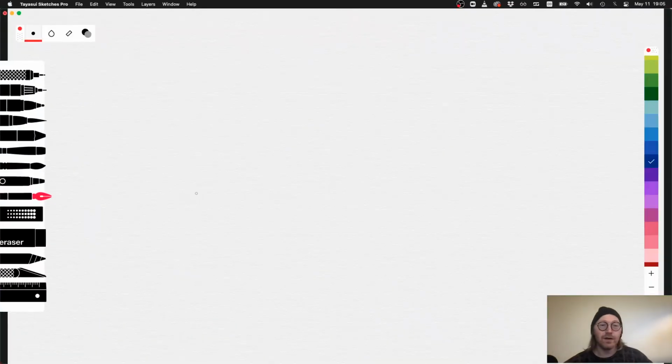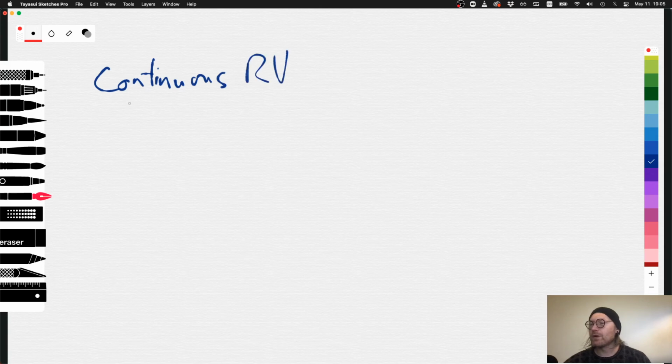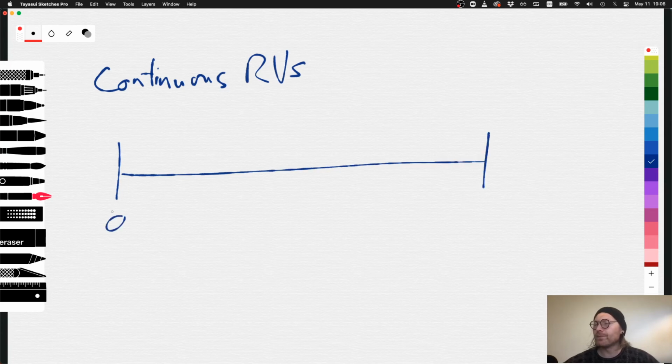Let's start with random variables. We had discrete random variables before, and we're going to talk a little bit about continuous random variables. The idea here is that if you have a continuous random variable from a uniform distribution, and the bounds of that distribution are between 0 and 1, of course we can have any value in between. There's an infinite number of values.